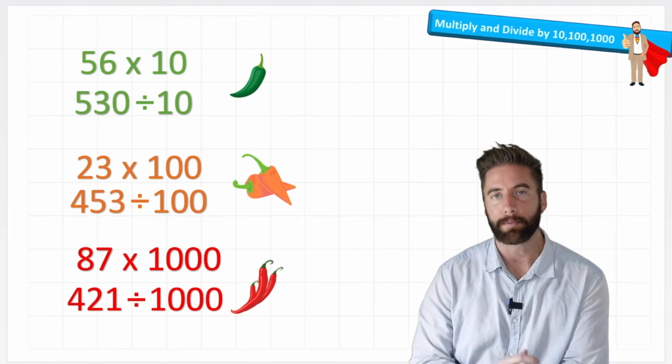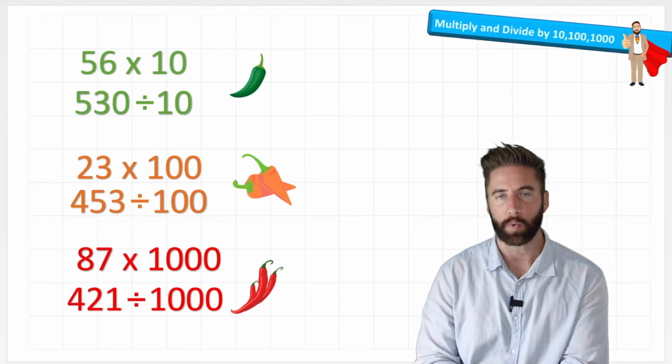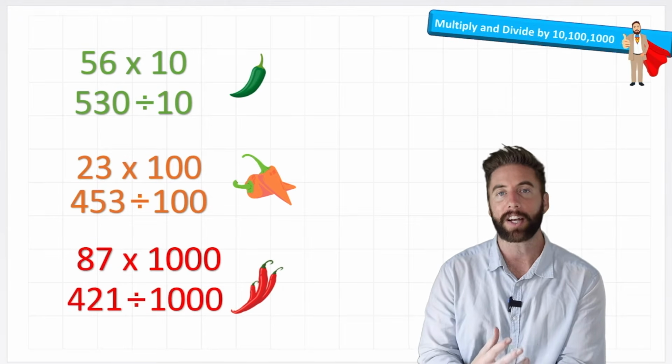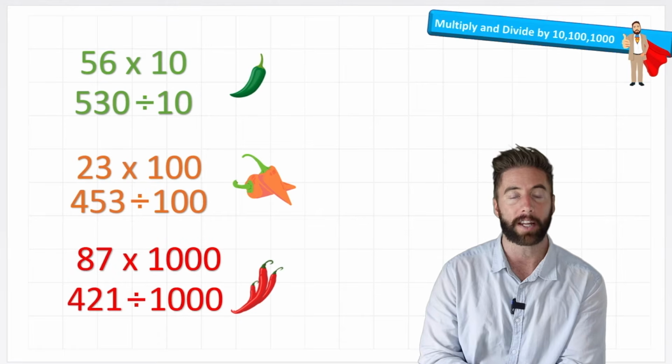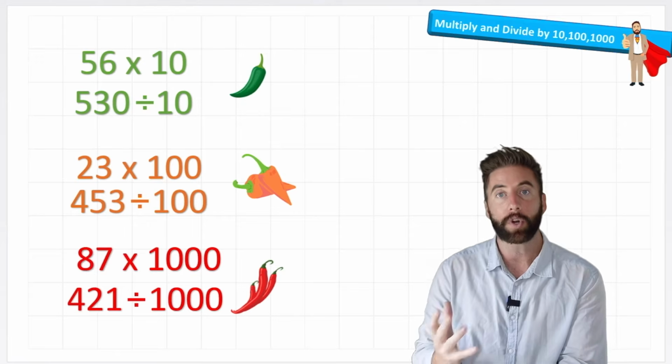So what does it mean to multiply by 10, 100 and 1,000, and why are we grouping this into one lesson? Well, the reason we do that is because these are a special set of numbers that are actually quite easy to multiply and divide, so therefore learning a little trick or a method to do this is going to be very, very helpful. So what is that method?